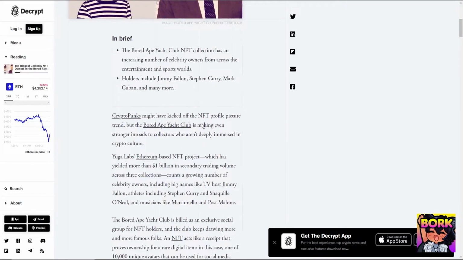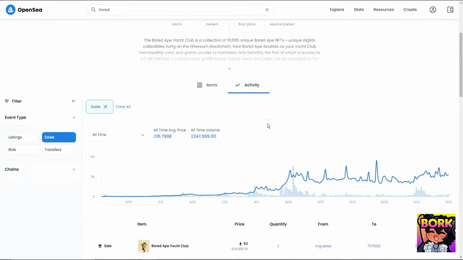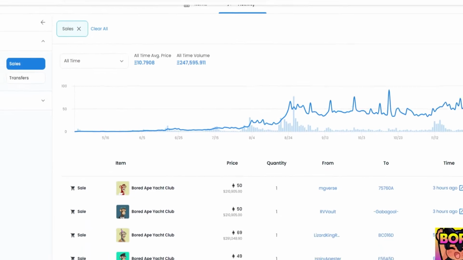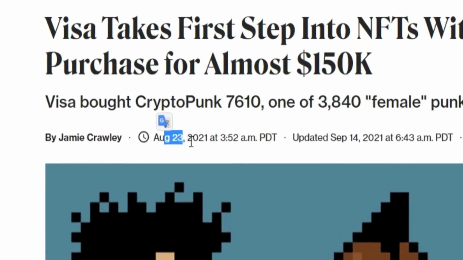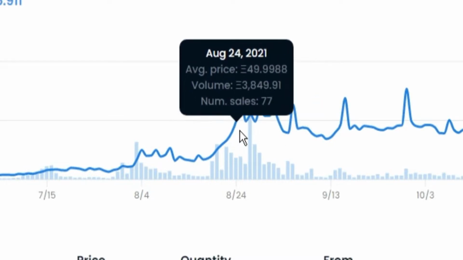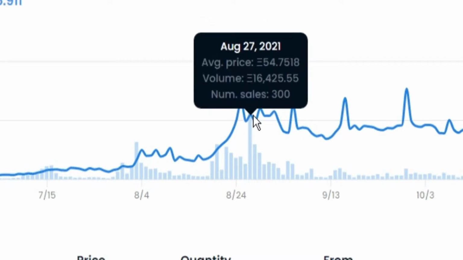Even in CryptoPunks, that was an insane deal when Visa started buying them, and that hit mass adoption. And it really started that NFT craze that you see in Bored Ape Yacht Club, where around the August time, people started going crazy. You can see it right here. CoinDesk released this on August 23rd. And then you go into Bored Ape Yacht Club, August 23rd, they were doing craziness. August 25th, things were absolutely insane for them.